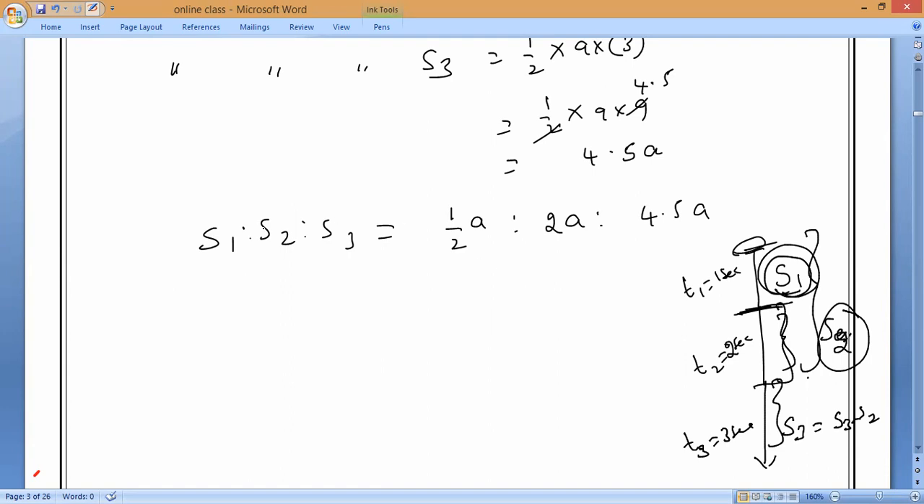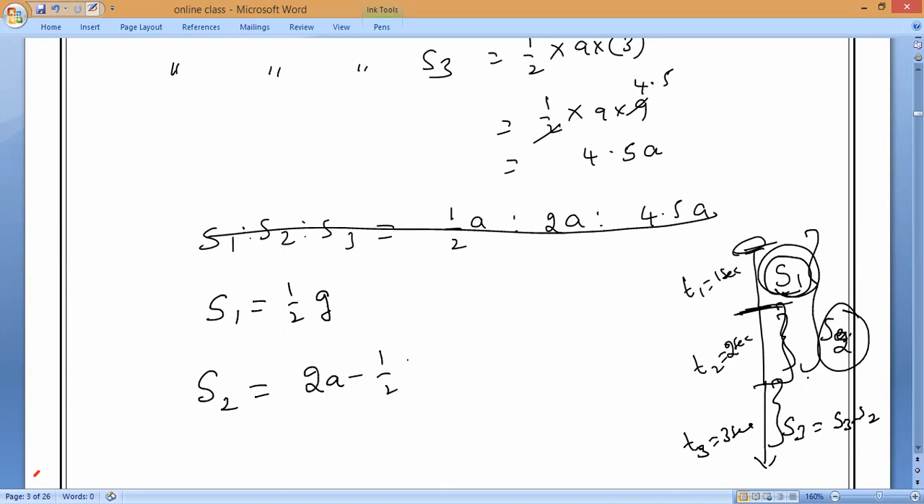So now this ratio is wrong. S1 we already know. What is S1? 1 by 2A. Now S2 means 2A minus 1 by 2A. So what is the answer? 2, if we remove 0.5, then how much is the answer? 1.5. So this is 1.5A.